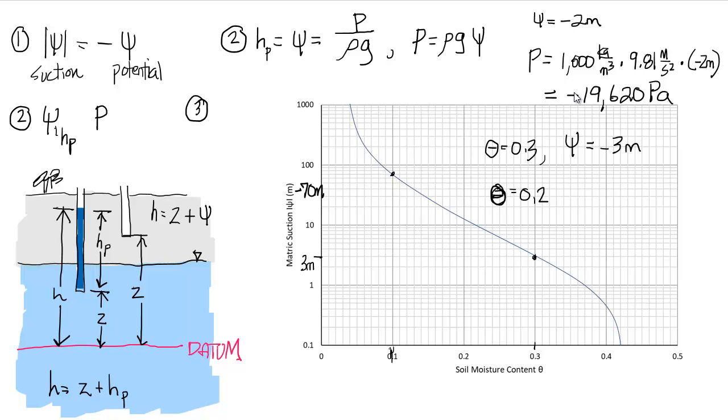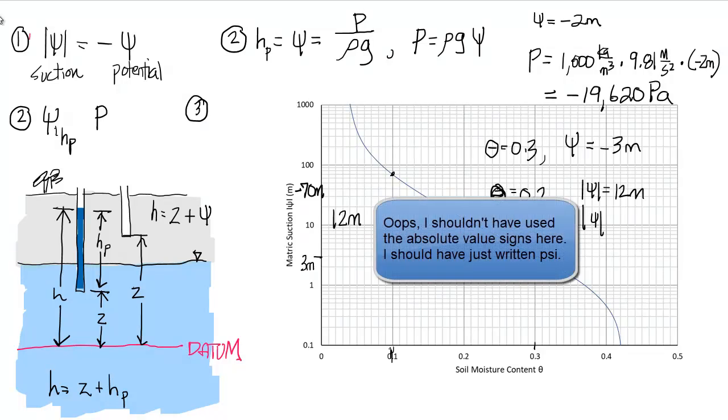If the moisture content is 0.2, by the soil moisture characteristic curve, I go up here like this, right? That tells us that the matric, in this case, suction, is about 12 meters. That's the matric suction, so I'll write that down. The matric suction is 12 meters. The matric potential, using the first of these relationships here, right, will be -12 meters.